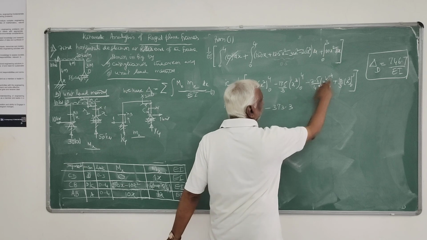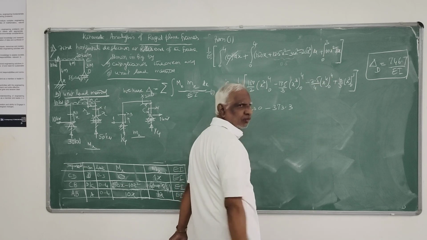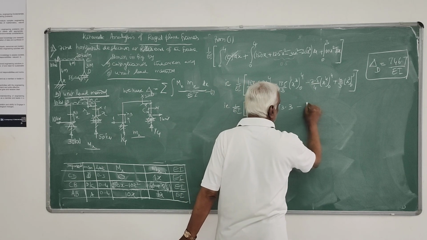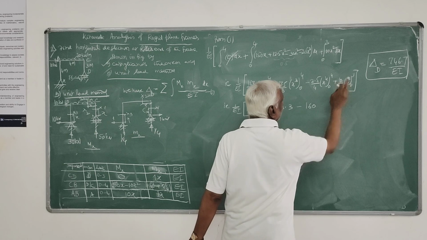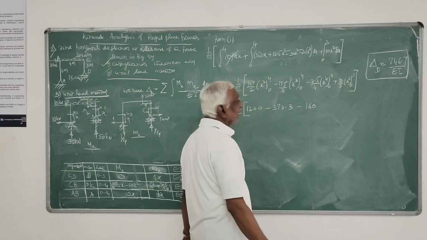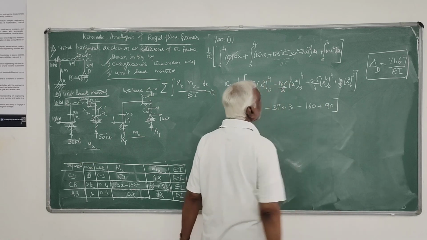Then here, 4 to the power of 4 by 4, it is 4 cube. 4 cube means 64. 64 into minus 2.5 is 160. Here it is 3 cube divided by 3, it is 9. 9 into 10 is 90.